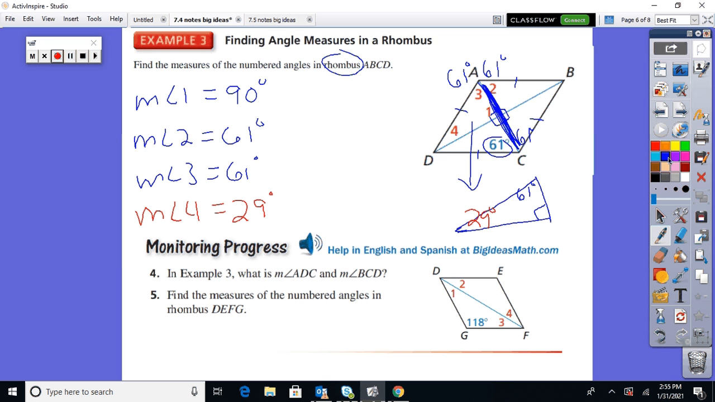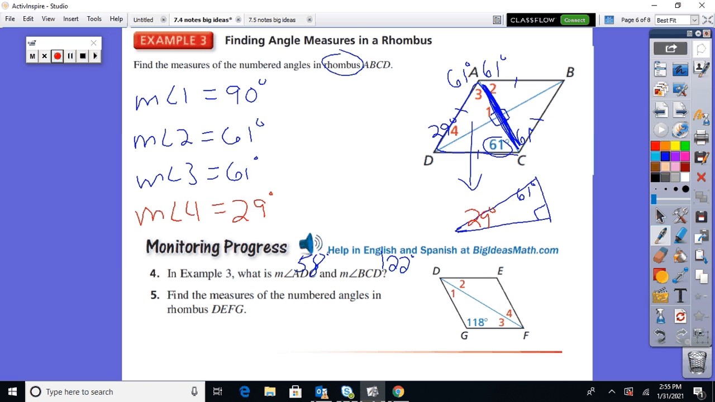All right, back again. A couple different ways to do this. So in example 3, it wants to know what is ADC, A to D to C, and B to C to D. So they just want the big angles. And of course, ADC is just, so we had 29 right here. So just double it, and that would be 58 degrees. And then BCD, this big angle is double 61, and you'd have 122 degrees.